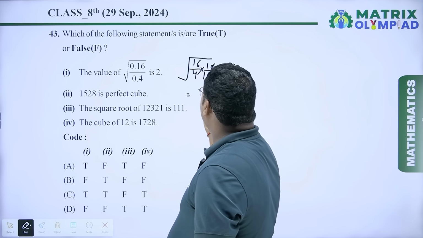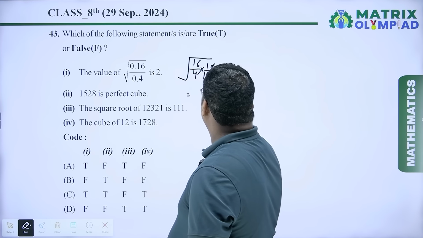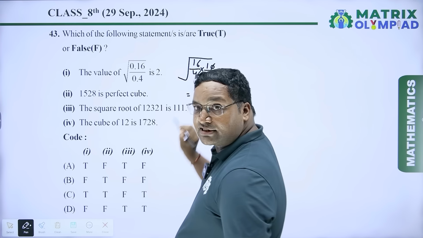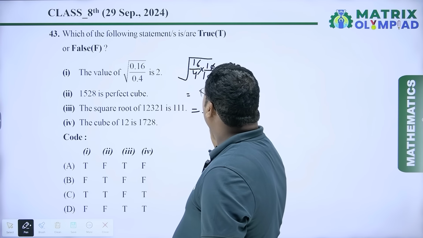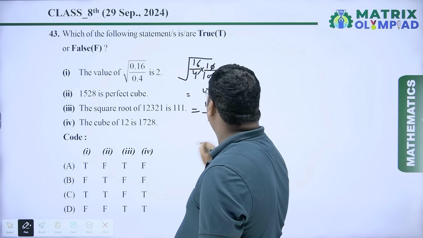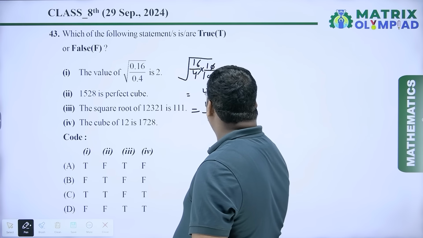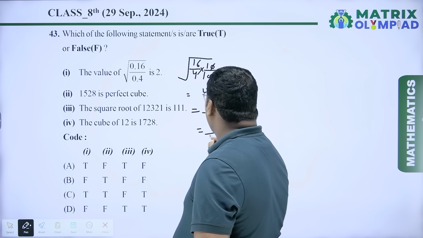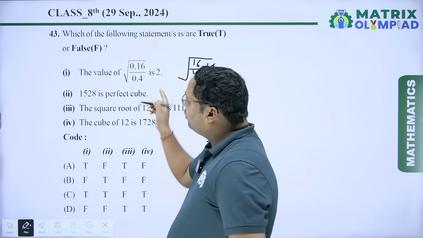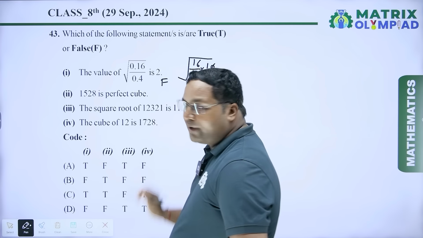The square root of 16 is 4. The square root of 4 is 2. And it is 1 upon root 10. So it is 2 upon root 10, and it is given as 2. So it is a false statement.